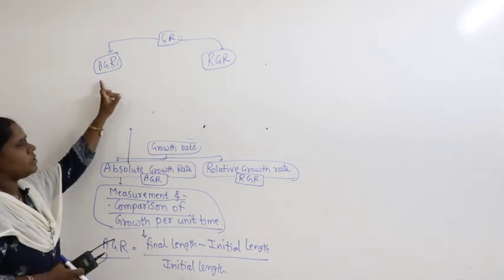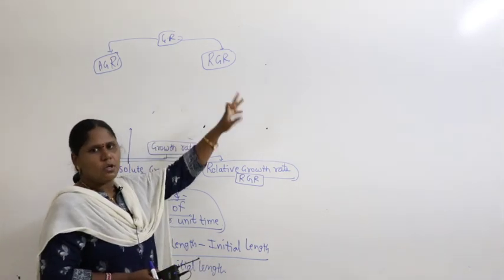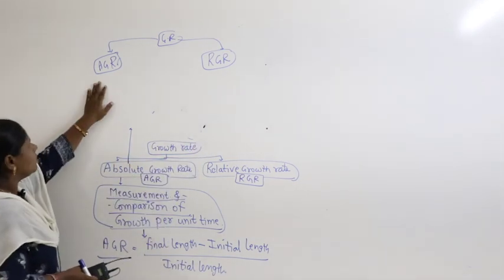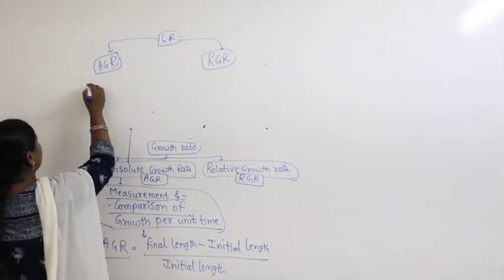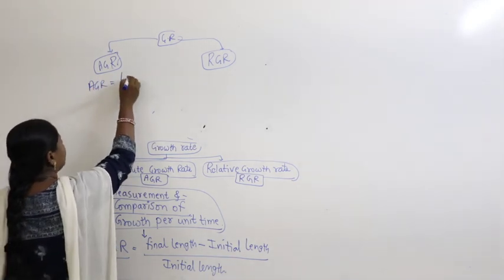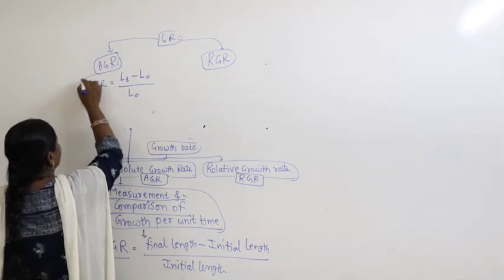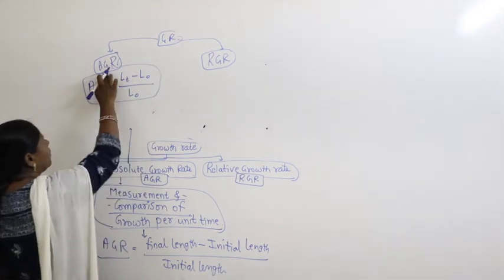So what is this AGR? Absolute growth rate. What is this RGR? Relative growth rate. So absolute growth rate can be written as AGR is equal to LT minus L0 by L0. So this is the formula for absolute growth rate.